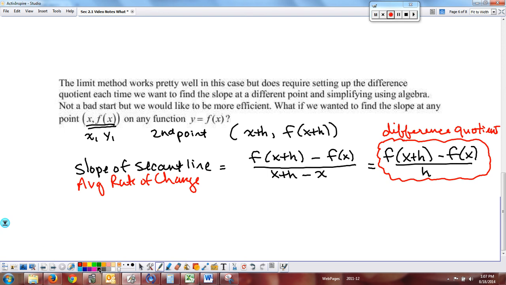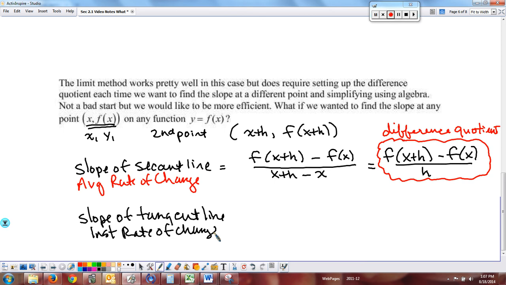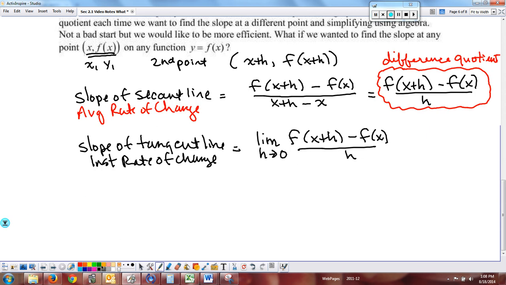If we want to turn this into the slope of the tangent line, or the instantaneous rate of change, and again, this is not at a specific x, but at a generic x, all we have to do is add the limiting process, the limit as h goes to 0, of f of x plus h minus f of x all over h.